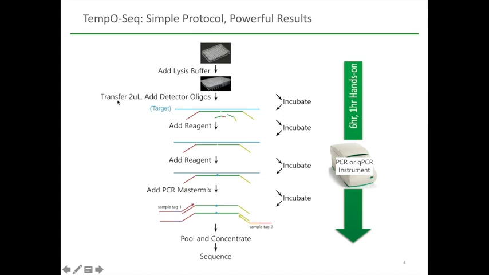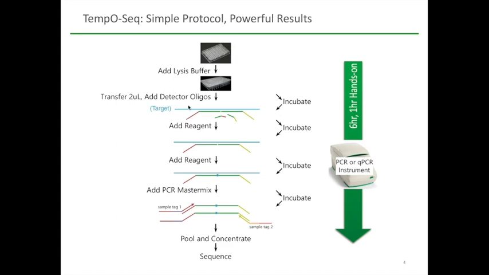You'll take a very small amount of this lysate and add it to the assay plate. This 2 microliter transfer typically targets about 1,000 cells. However, as we can share, the assay works down to very small input amounts as well.